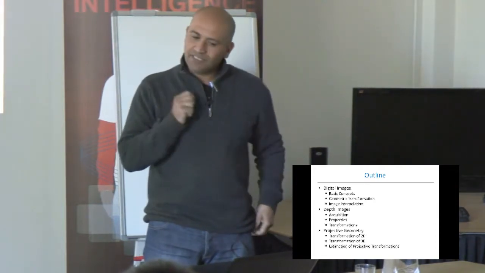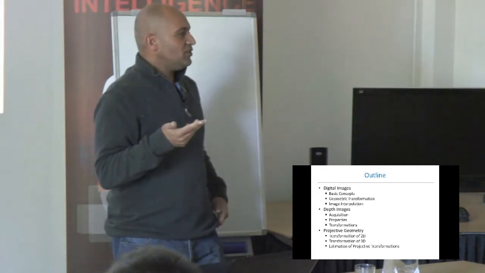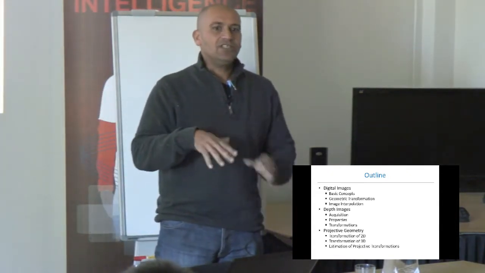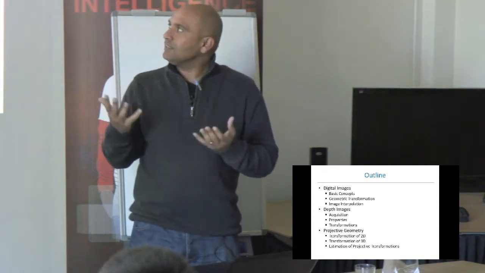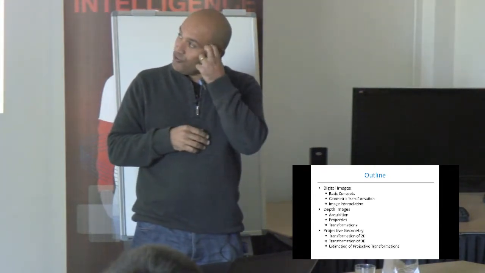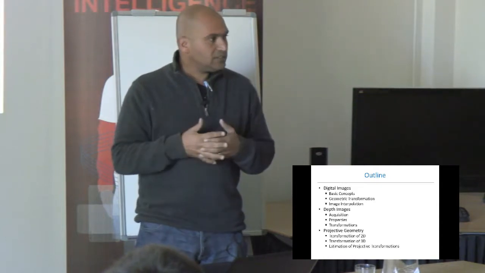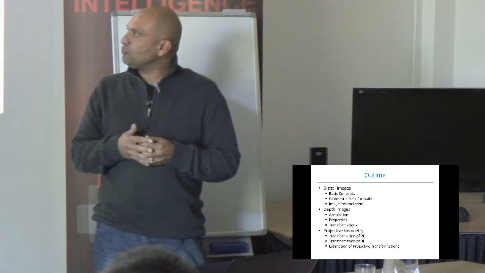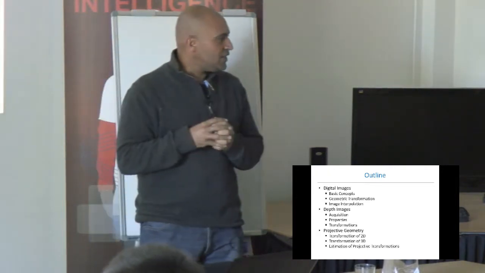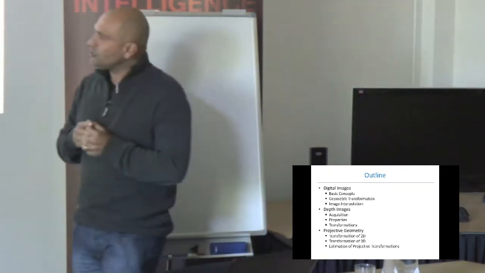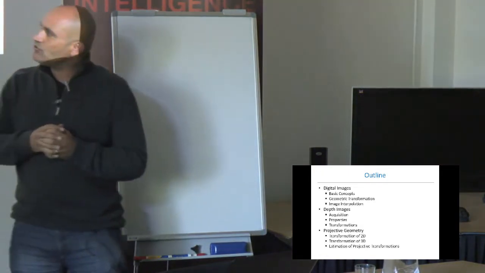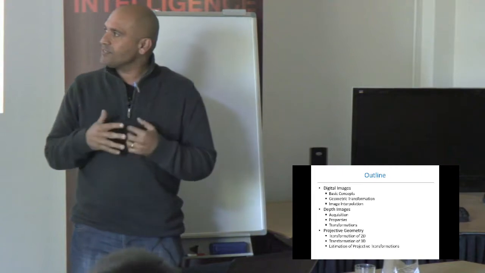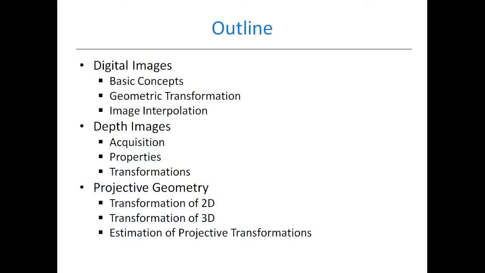So I'll start this course, which I'm not really calling a course, I'm calling it a reading group. I'll start with talking about what digital imaging is in general, the basic concepts, geometric transformation, and image interpolation, which are really the simple things that we will use. Then I will talk about depth images, again, how we acquire these images, some of their properties, and the transformations we apply to these images.